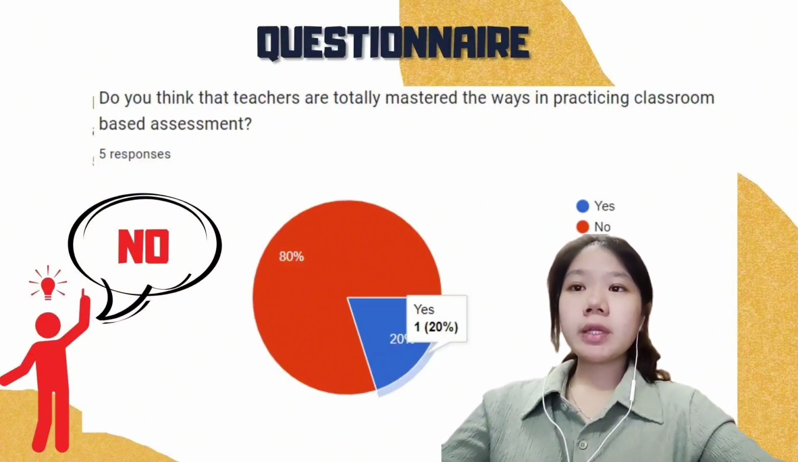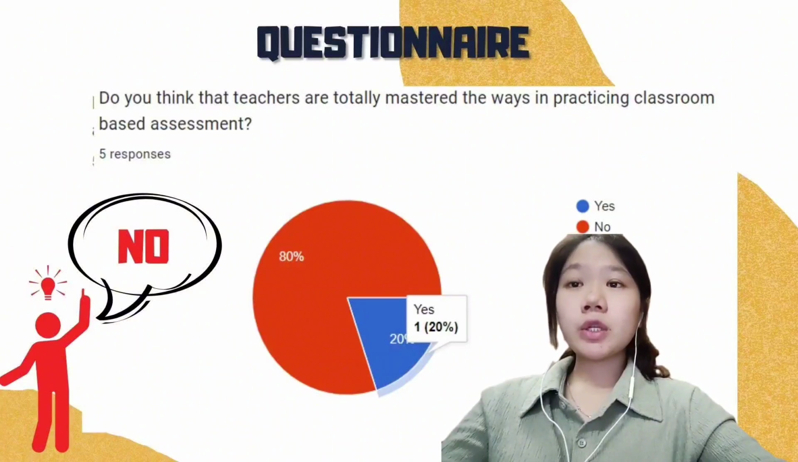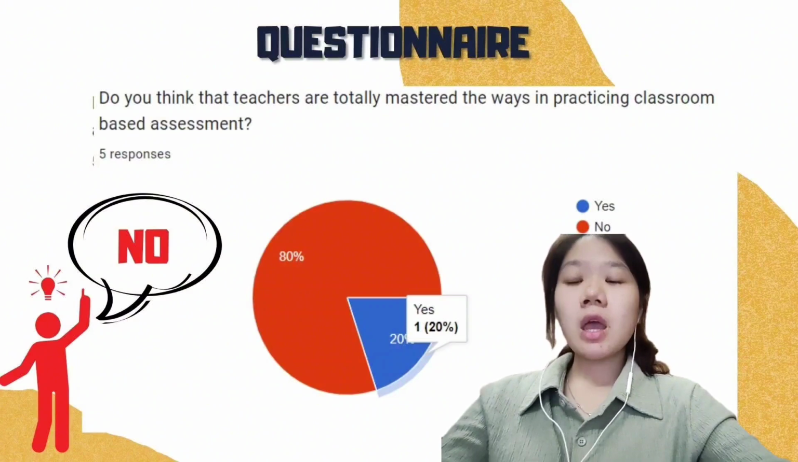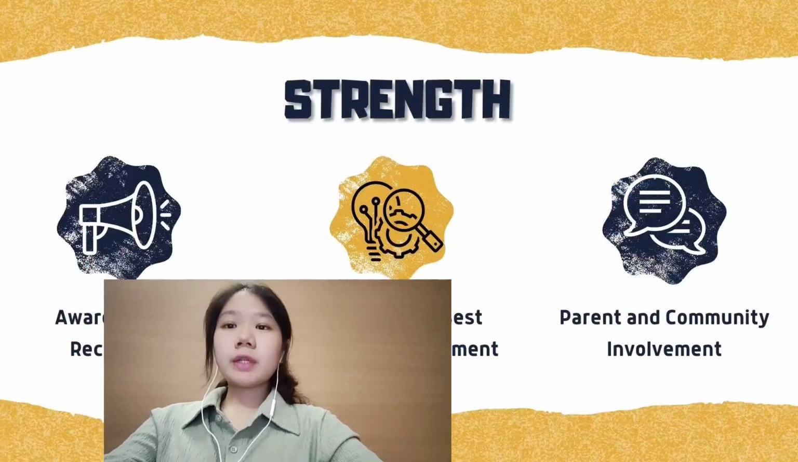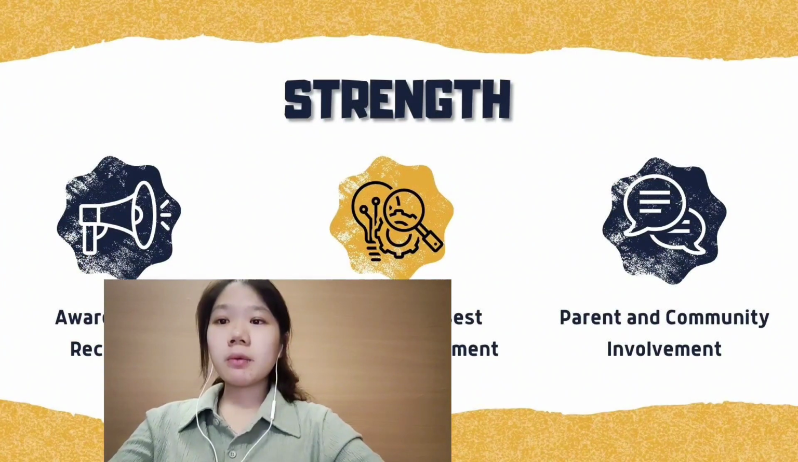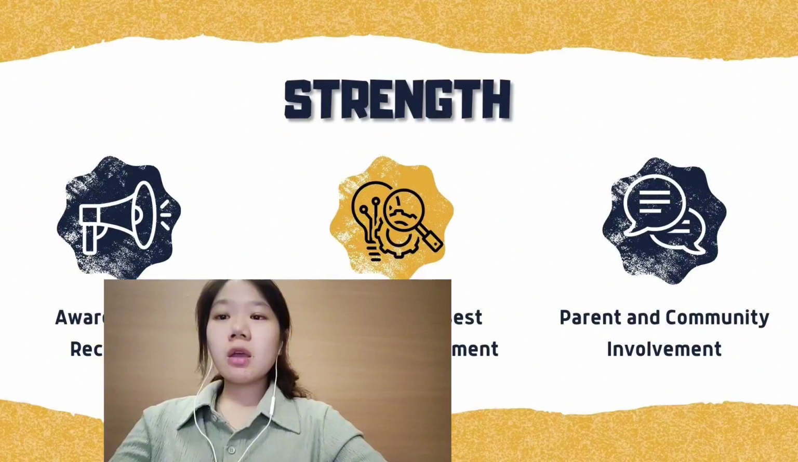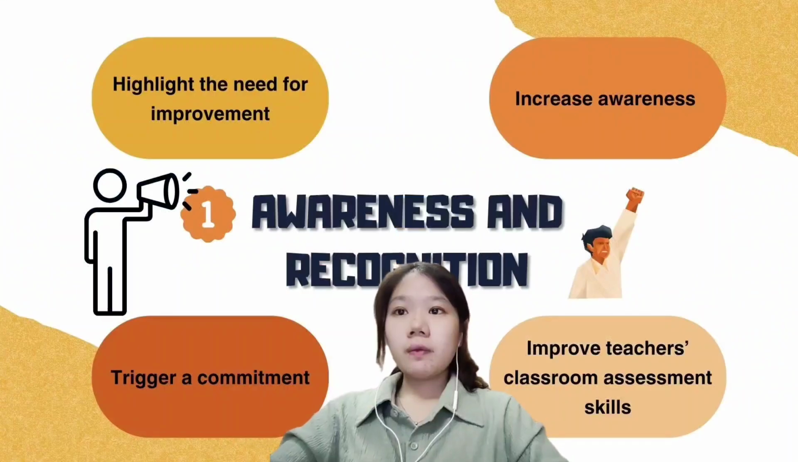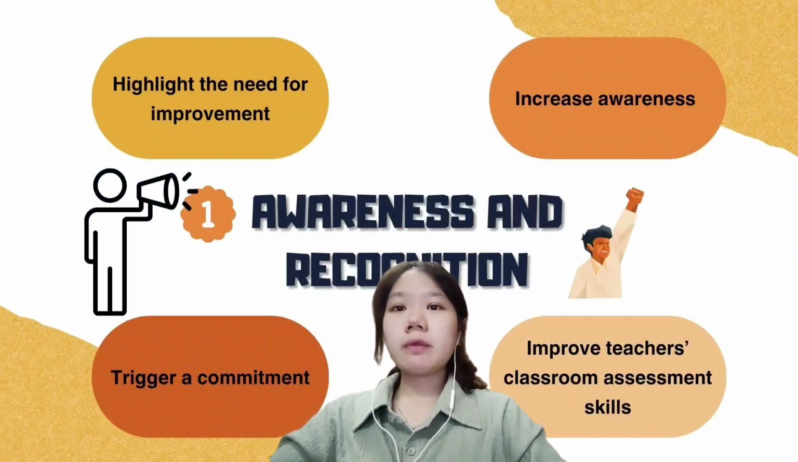Now I will evaluate the issue of teacher competency in implementing classroom-based assessment from the strengths, weaknesses, and solutions. When the issue of teacher competency in classroom-based assessment happens, strengths can also be found. For example, there is awareness and recognition, research and best practice development, and the last strength is parent and community involvement. First, I will explain awareness and recognition.